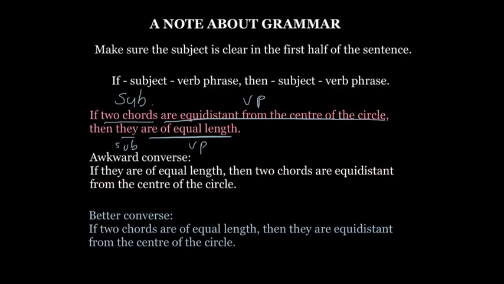It's just awkward. This one isn't even terrible, but it's awkward because when you start the sentence, you don't know what they're talking about. If they are of equal length, well, what? And like you can figure it out later, but it's not good writing. So when you've used pronouns, you just have to go back and explain who the subject is. So it's better to say if two chords are of equal length, then you can use the pronoun there, or you could say the two chords are equidistant from the center.